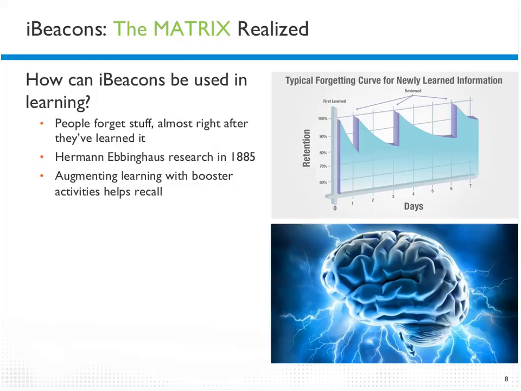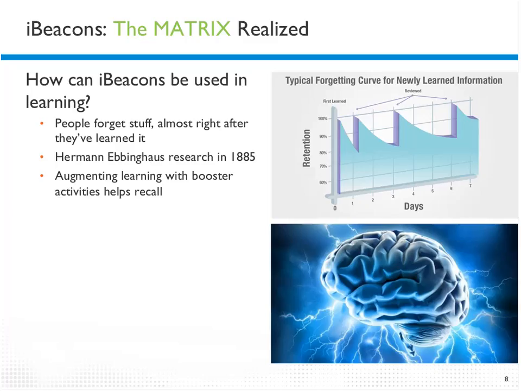How can iBeacons be used in learning? People forget things. It was demonstrated by Herman Ebbinghaus in his research in 1885 that learners' learning begins to fall off, sometimes almost immediately after they have learned it, in the days and weeks following the learning. Now, he was experimenting with nonsense words, so it was much easier to forget. And of course, context and learner buy-in play into this. But there's no doubt that learners forget things over time.